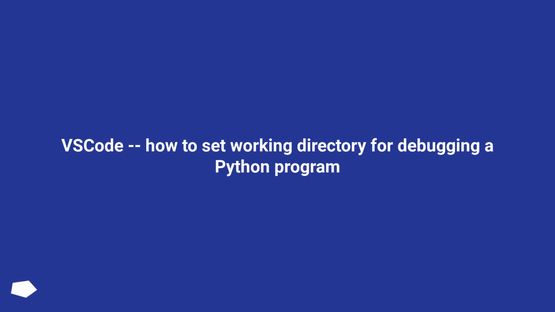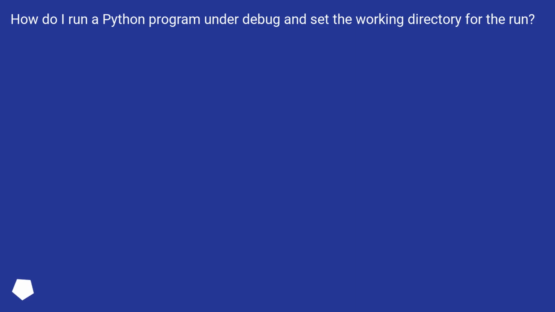VSCode, how to set working directory for debugging a Python program. How do I run a Python program under debug and set the working directory for the run?